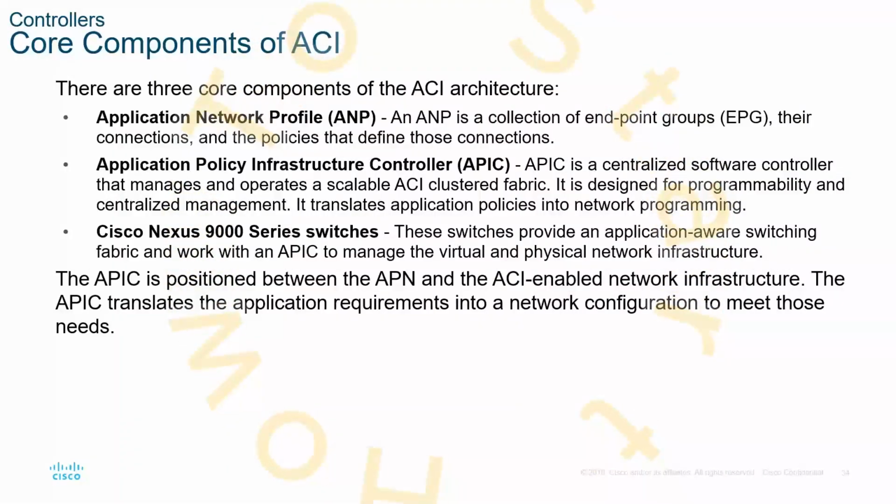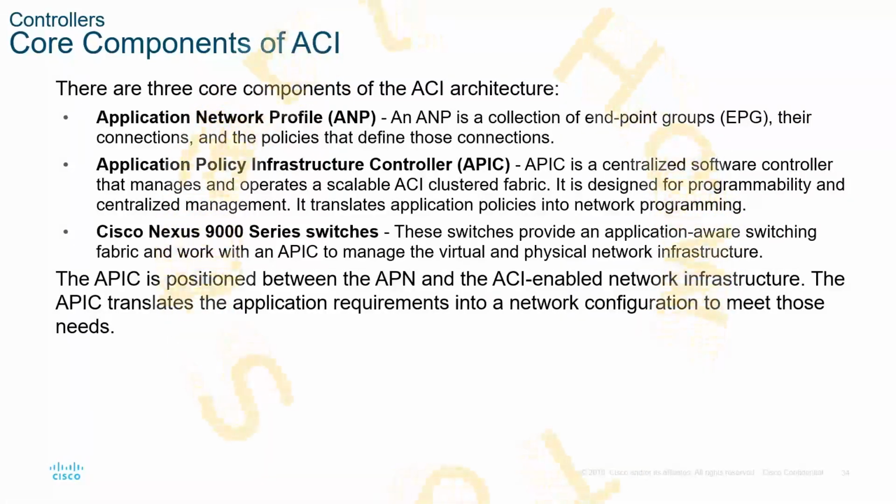So the core components of our ACI are things like the Application Network Profile, ANP. This is a collection of endpoint groups. We have our Application Policy Infrastructure Controllers, APICs. We also have the Cisco Nexus 9000 series switches, and these are switches that will provide application-aware switching fabrics that will work with the appropriate APICs. So the APICs will position between the ANPs and the ACI-enabled network infrastructure to allow for the translation. This is going to be more application-aware switching. Not quite switch labeling, but the switches are going to understand applications.